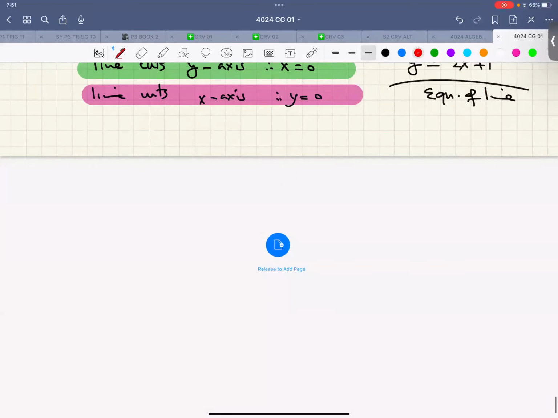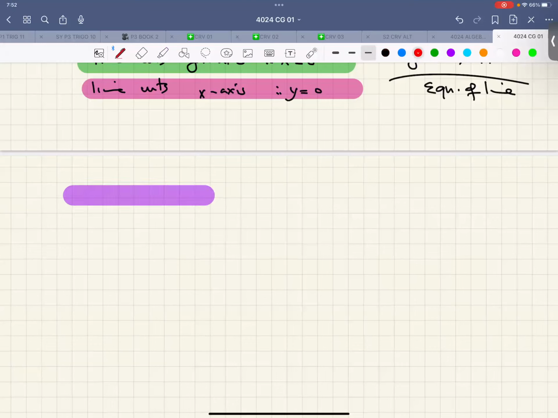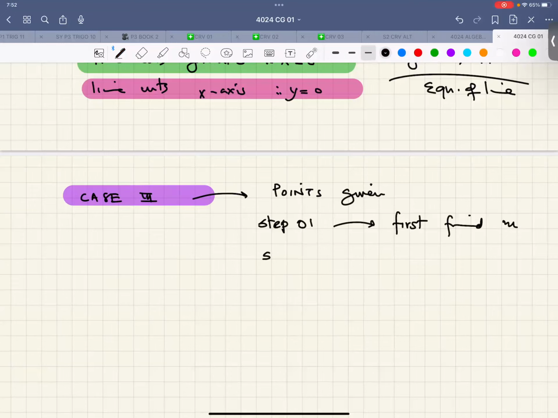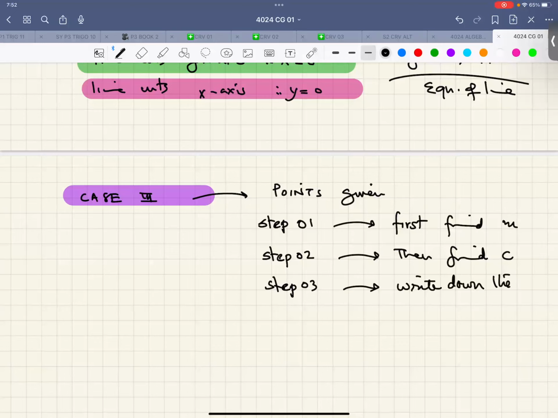So let me write case number 3 over here. And in case number 3, we will simply say points given. Step 1, first find m. Step 2, then find c. Step 3, then write down the equation.